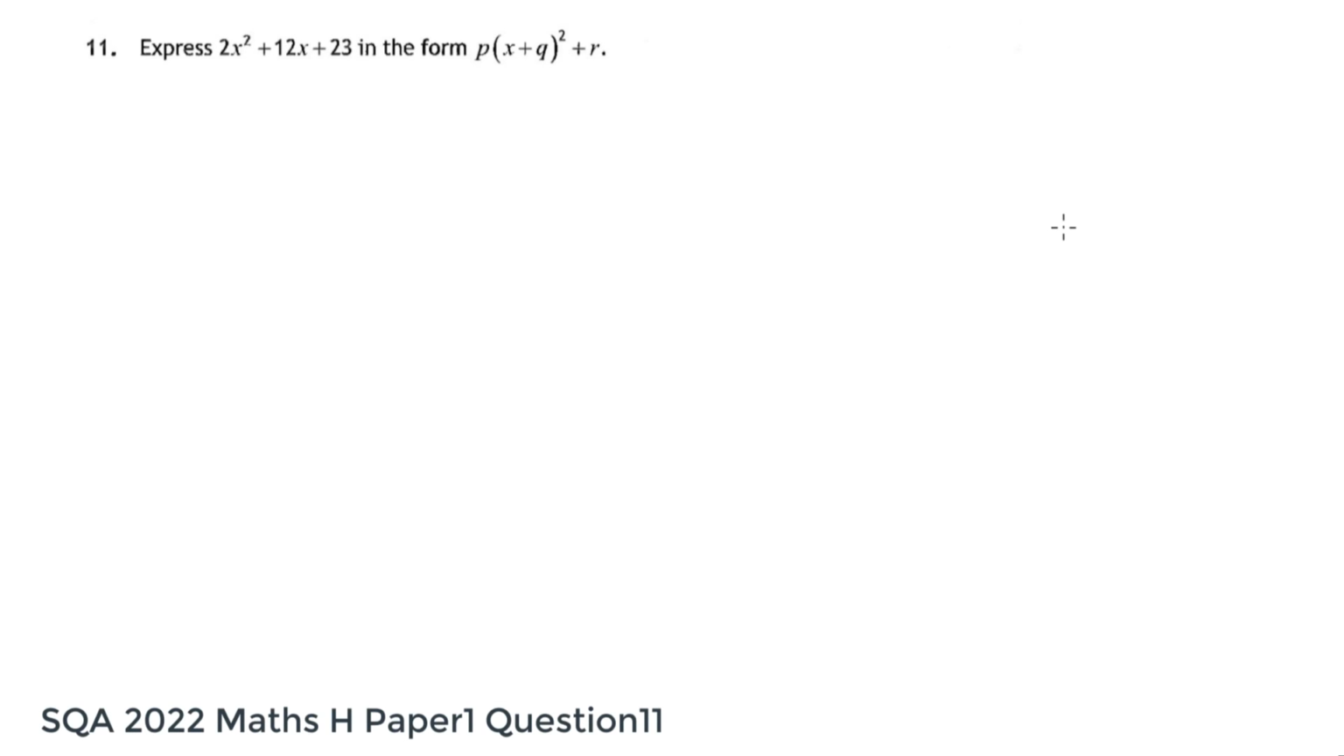So here we have question 11. It's a quadratic expression, 2x squared plus 12x plus 23, and we're asked to express it in a certain form, which is a squared. It's called a completing the square question. But we notice that we've got an x plus q times an x plus q, two terms that are identical, and x times x gives us an x squared, not a 2x squared.